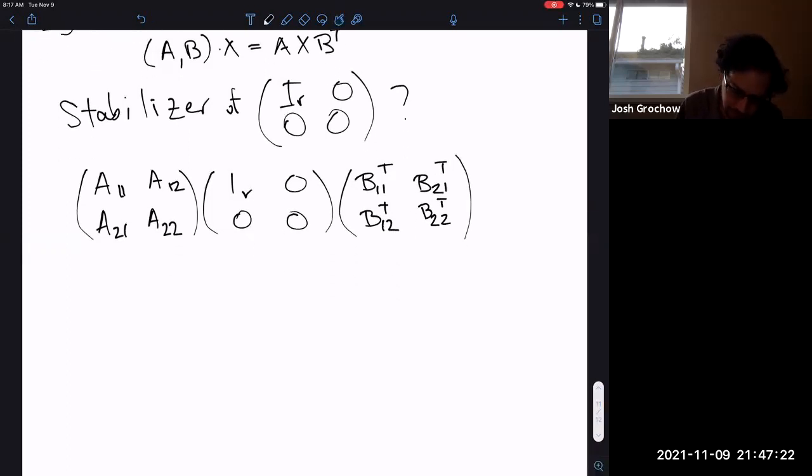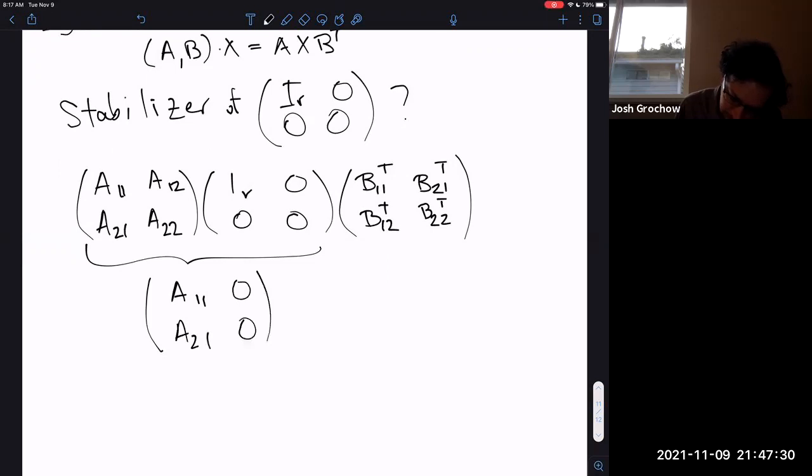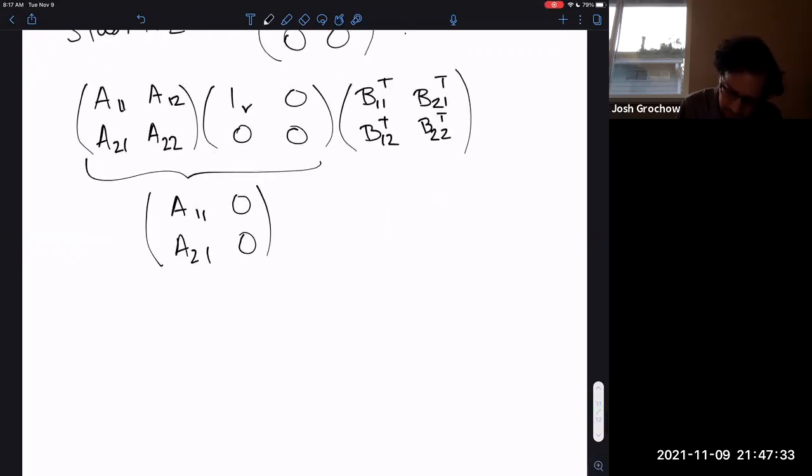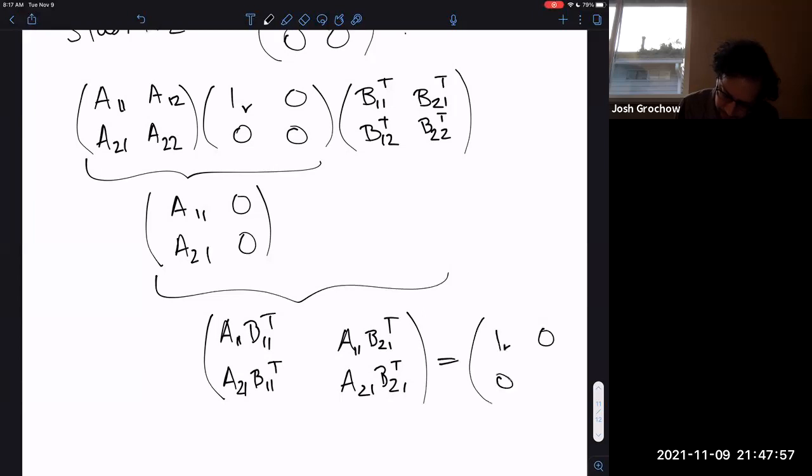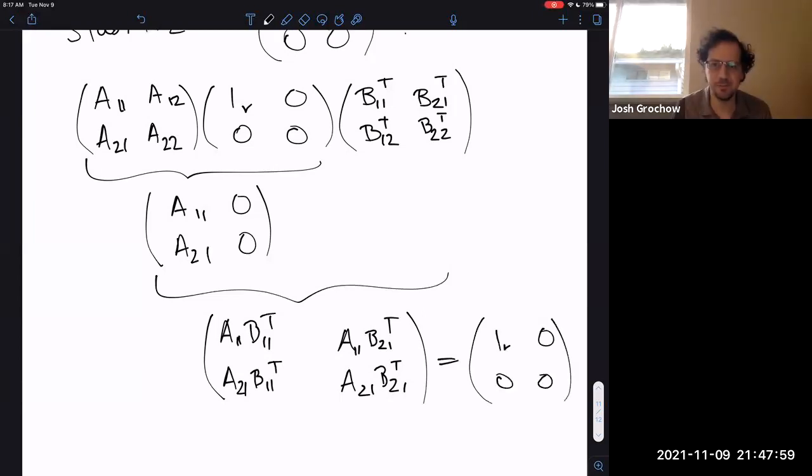Okay, and if you work out what happens, what happens here? So this gives me the first column, A11, A21, 0, 0. And then when I multiply, I get A11 B11 transpose, A11 B21 transpose, A21 B11 transpose, and A21 B21 transpose. And I want this to equal my original matrix, right? Because it should be in the stabilizer.